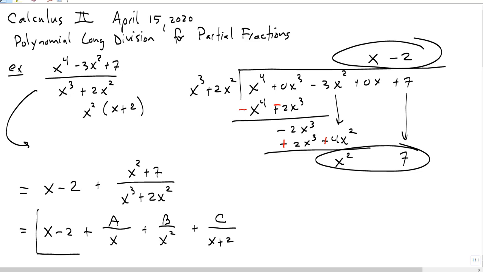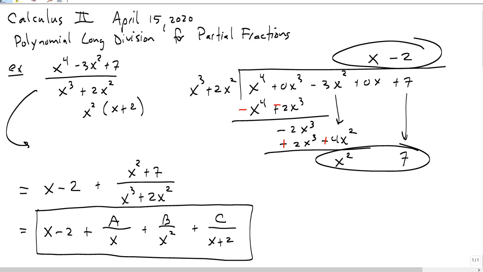Now, I haven't quite, in the notes that I've been typing up, gotten to how to find the a, b, and c, but that technique won't work if you have a higher power like x to the fourth over x cubed. But this polynomial long division will always get you down to a numerator that is of smaller degree. So hopefully that explains that.